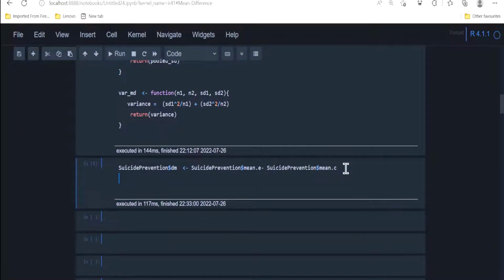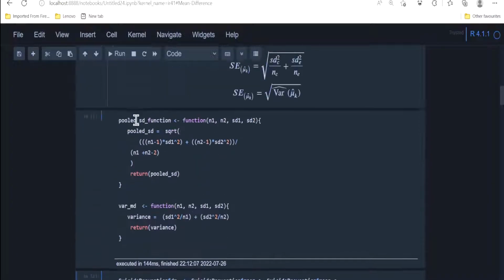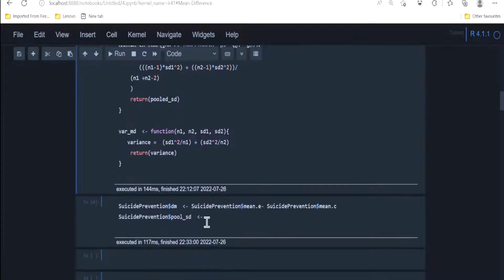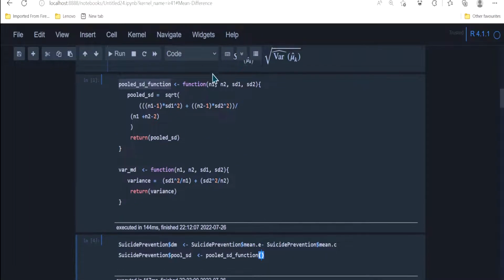Now I can also calculate the pooled standard deviation if I want. I will simply call my function, pooled standard deviation, and let me call the result pool SD. Then I will call my parameters. If you remember, the order matters: N1, N2, SD1, SD2. Let me start with the experimental group, so that will be NE. The order is very important. The next parameter is N2, the N in the control group.